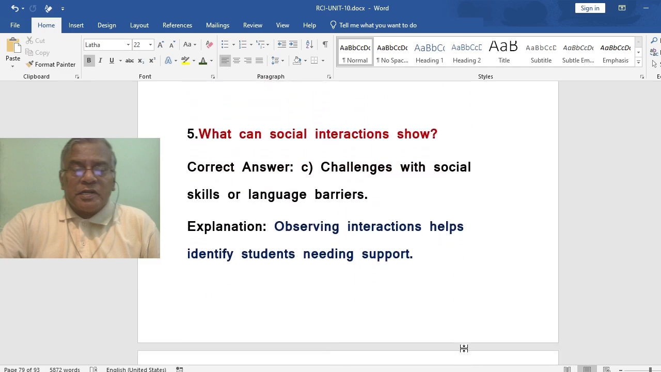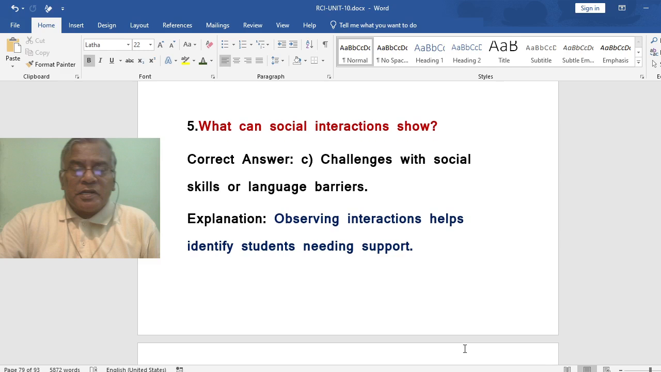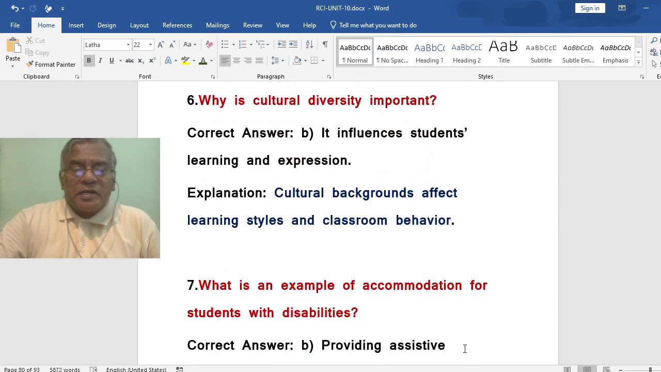What can social interactions show? Social interactions show challenges with social skills or language barriers. Observing interactions helps identify students needing support. Why is cultural diversity important? Because cultural diversity influences students' learning and expression. Cultural backgrounds affect learning styles and classroom behavior.